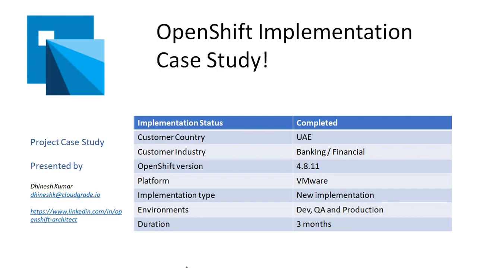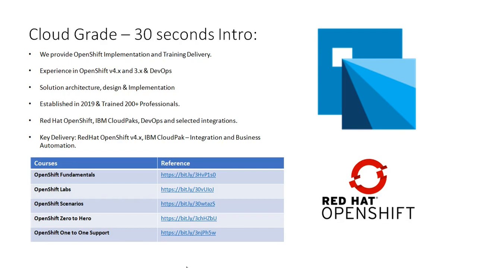Moving next. Before we jump into the OpenShift implementation, let me quickly introduce CloudGrade in 30 seconds. CloudGrade is a training delivery company which also implements OpenShift for our customers. Implementation includes setting up the technical strategy for customers for smooth production operations. We are experienced OpenShift consultants with deep OpenShift product knowledge on versions 4.x and 3.x, the older versions. We do consulting for companies on solution design and implement the environments for customers.